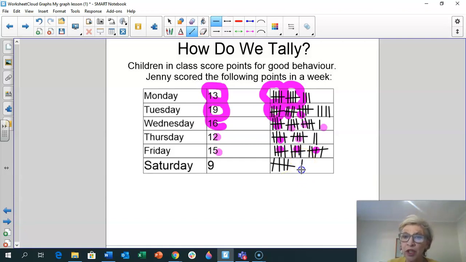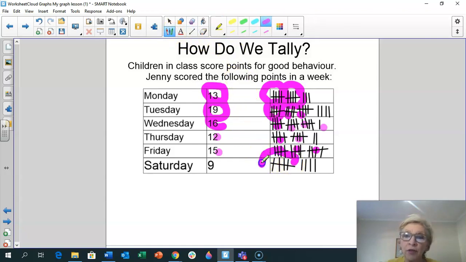Her 6th point she scored was for speaking Afrikaans beautifully. 7th point was for tidying up after break and putting her lunch bag away. Her 8th point she scored on Saturday was tidying her desk without being asked to. She was amazing. And then her 9th point was for sitting quietly after she'd finished her work. So there's our tally.